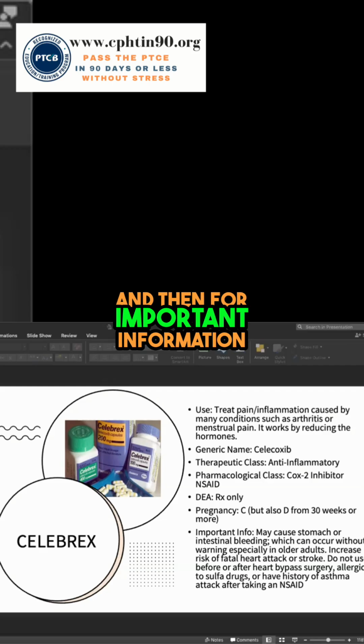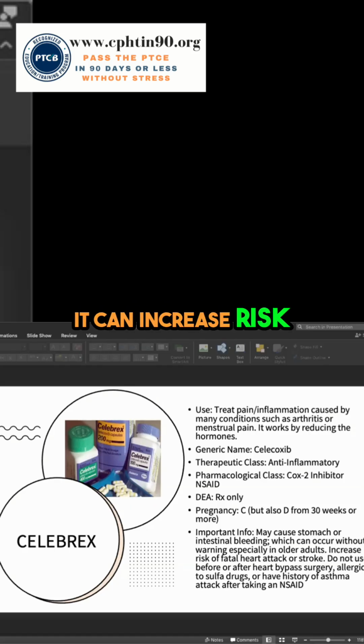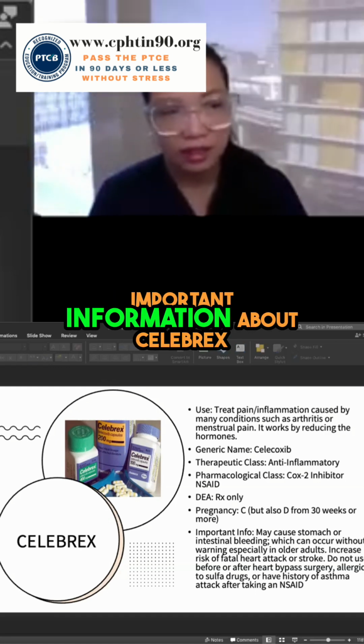And then for important information, it may cause stomach or intestinal bleeding, which can occur without warning, mainly in older adults. It can increase risk of fatal heart attack or stroke. And do not use this if you have had before or after heart bypass surgery, are allergic to sulfa drugs, or have history of asthma attack after taking an NSAID. Correct. Okay, important information about Celebrex.